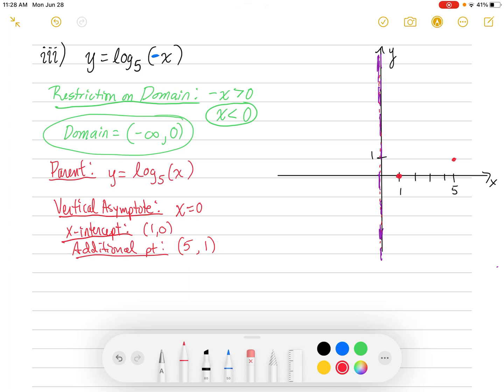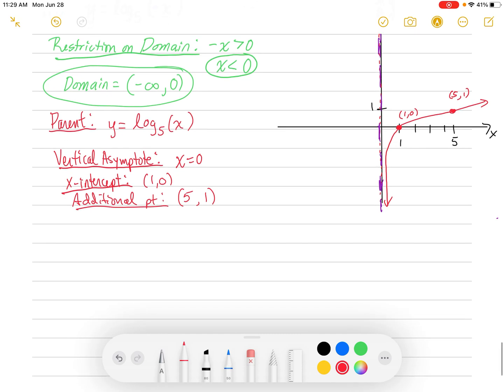Okay, so that should have been a purple vertical asymptote. It's not part of my graph, the vertical asymptote. My graph just heads in that direction. So the two points are going to connect here. It's going to go up slowly forever. So I got (5, 1), and I got (1, 0). And then as I go to the left, it's going to approach the vertical asymptote and go downwards. Okay, so that's y equals log base 5 of x.